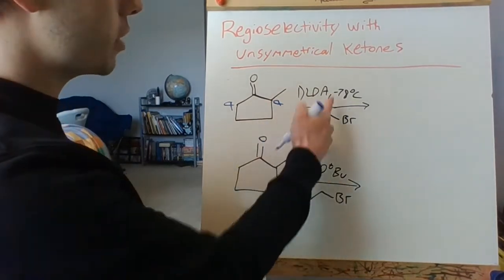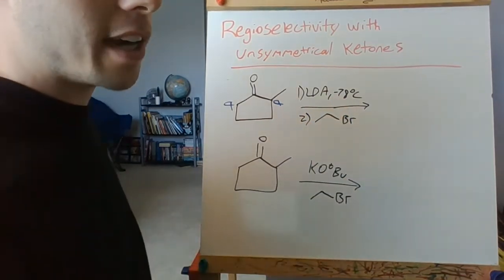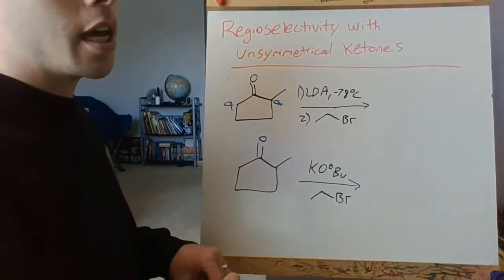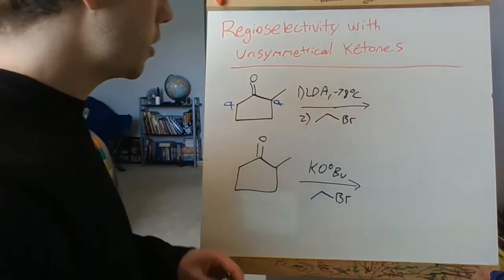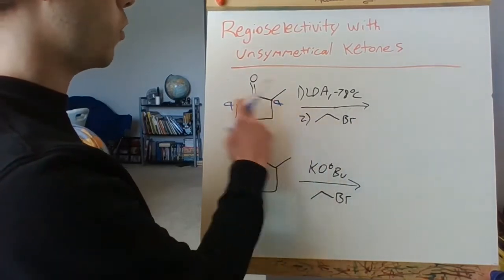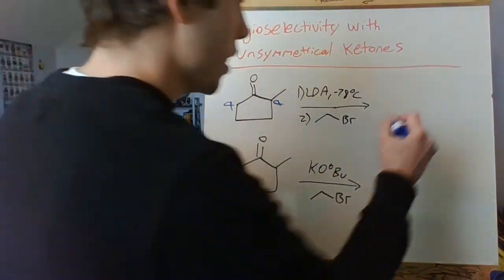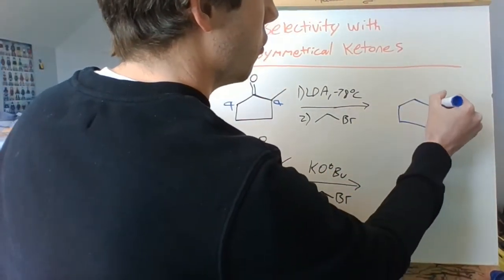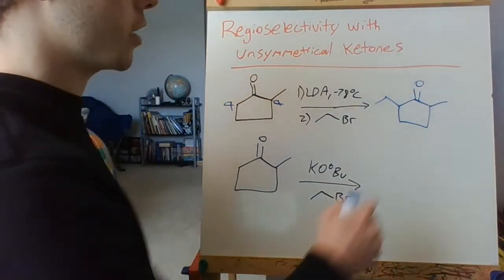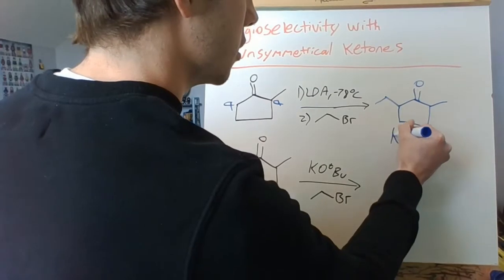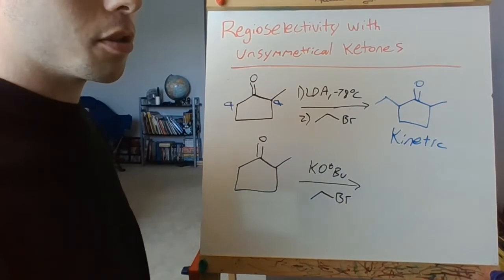In our first reaction up here, we would treat this with LDA at very low temperatures, typically minus 78 degrees Celsius. And this is going to generate a particular enolate, which we would call the kinetic enolate. And then we would get alkylation on one of these carbons with our alkyl bromide. In the case of LDA, we get addition to the less substituted side, and so our final product for this reaction would be shown here. Remember, this is the kinetic product because we generate the kinetic enolate, which I'll talk about what that means in just a second.